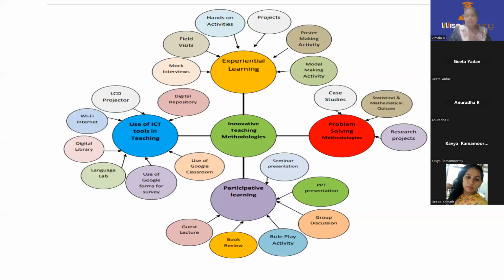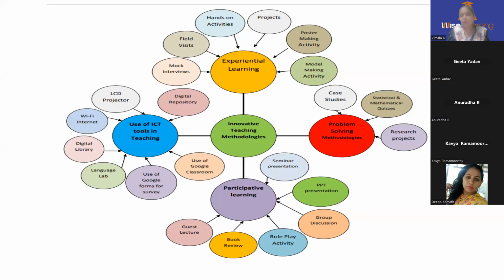The creative teaching strategies can be divided into 4 types. One is called experimental learning. Next is problem solving methodologies. And then we can have digital tools and participative learning. In participative learning, the students are involved in an activity and then they come up with sessions like seminar presentation, PPT presentation, group discussion, role play, book review or a guest lecture.